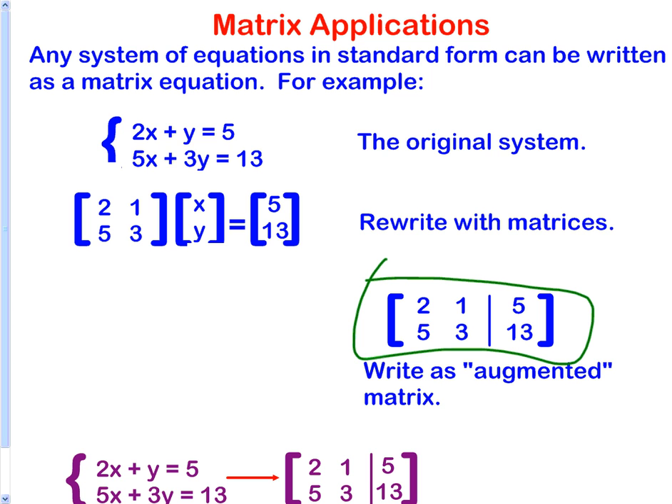2 and the 1 and the 5, and the 5 and the 3 and the 13 are the key numbers, right? 2 and a 1 here and a 5 and a 5 and a 3 and a 13, and there they are. They're all in the right spots. You get that? And that is an augmented matrix because it's a normal matrix right here, but then it's got this line in here. Just kind of to sort of divide, that's where the equal sign would go. And then those are sort of the answers.